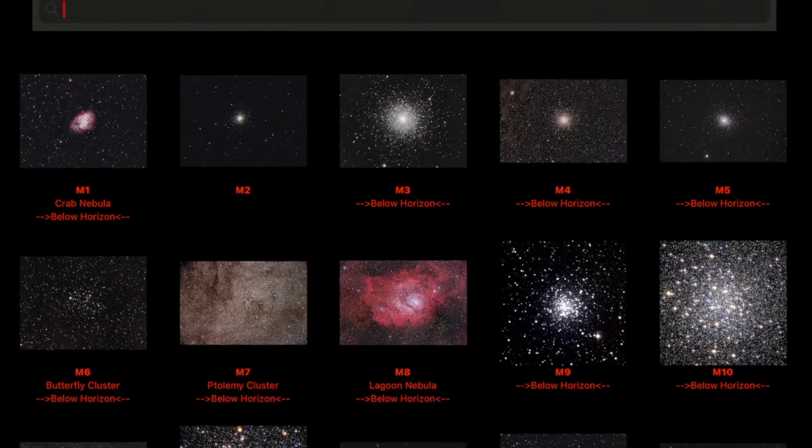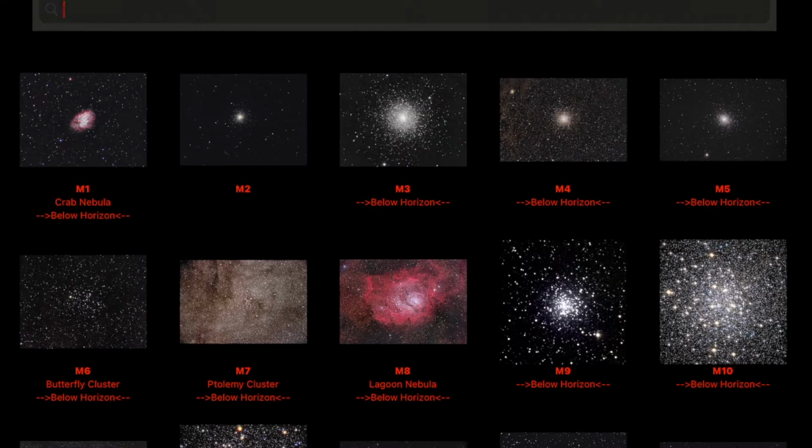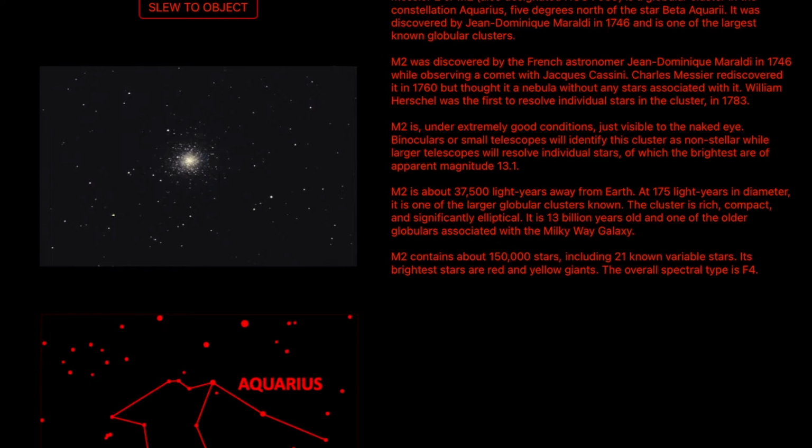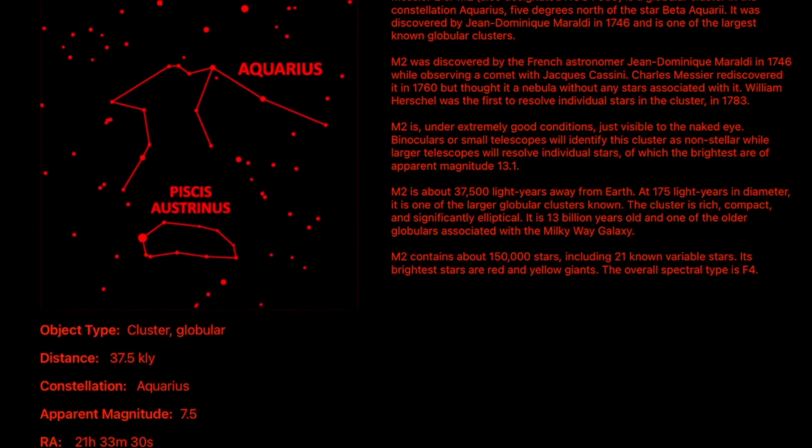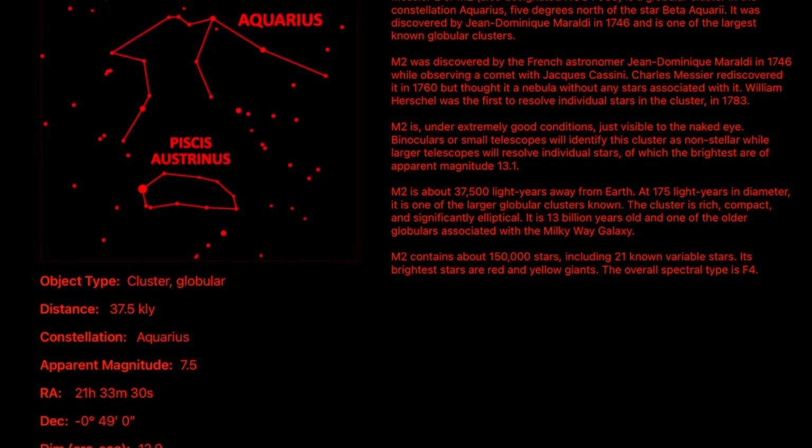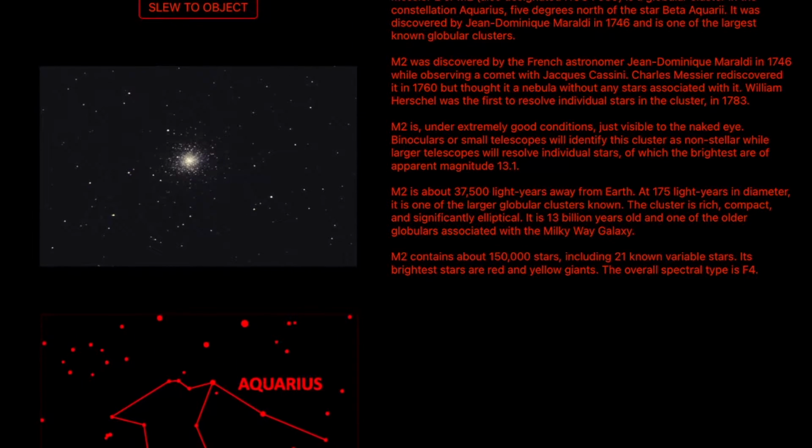We'll find ourselves one, M2 for example, which is apparently visible. And so here we are. This pops up information about the object, which we can scroll and look at. And it also tells you that you can slew to the object. If this object had been below the horizon, you wouldn't have been able to slew to the object.